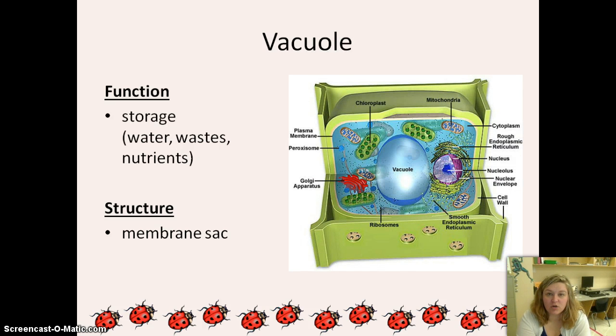Then we have the vacuole. This is something that you need to write in your notes. There are no vacuoles in bacteria. If there are vacuoles in animals, they're tiny and there's lots of them. In plants, there's one and it's really big. Their job is to store stuff. In plants, they usually store water. In animals, they're going to store waste and nutrients. Its structure is just a big old membrane sac. It's like a balloon hanging out inside the cell.